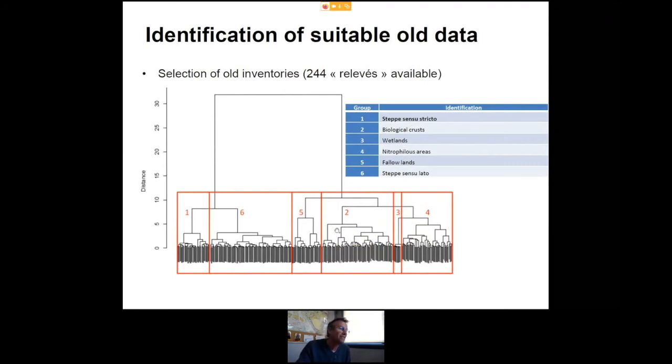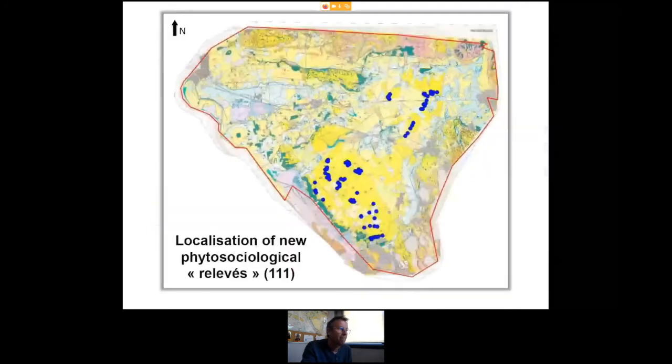We did some classification, and we really kept just the relevés, the phytosociological inventories, which had been carried out in the steppe area sensu stricto, in this typical steppe vegetation that we call locally here the coussoul, and we avoided all the other types of inventories. And so it was possible to do these new phytosociological relevés near the former, the old inventories, and so this is the map. It was possible to collect.